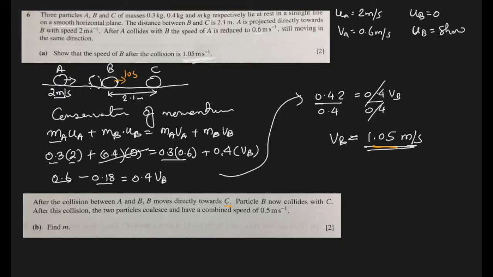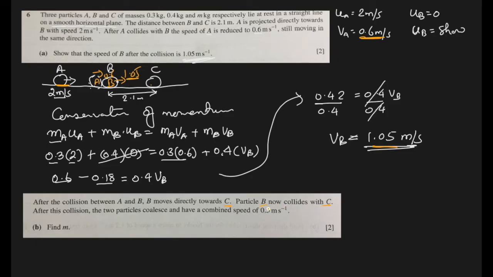So not 10.5, 1.05. And because the velocity of A after collision is 0.6, that's what we use, right? 0.6, it is following back. This is B, this is A, right? But since B is faster, 0.6 will not catch up, so B will collide with C. Let's see, particle B now collides with C.